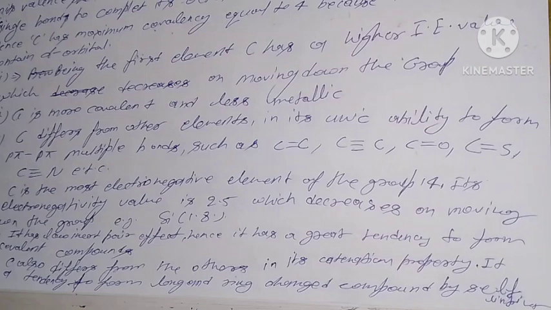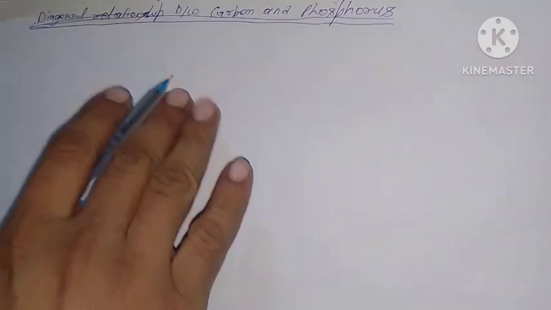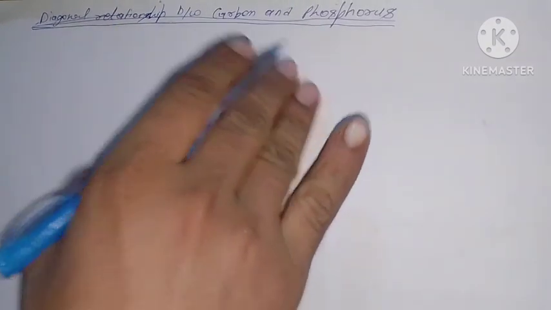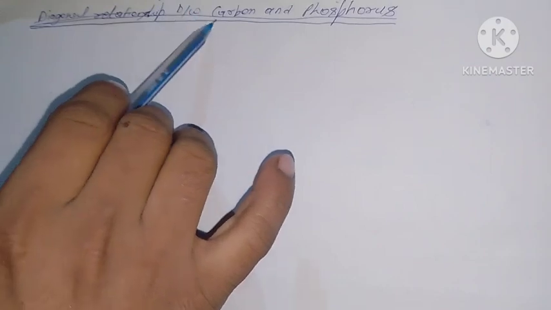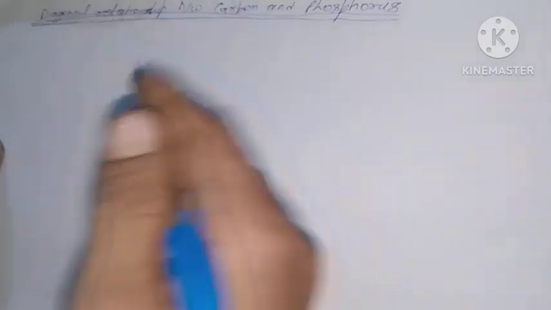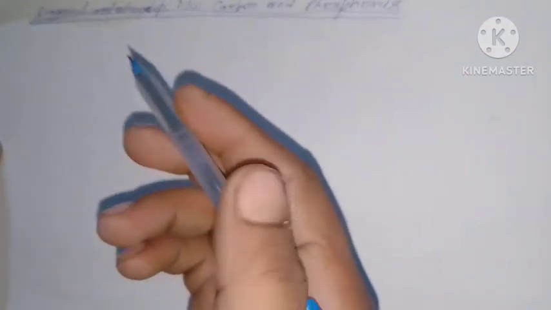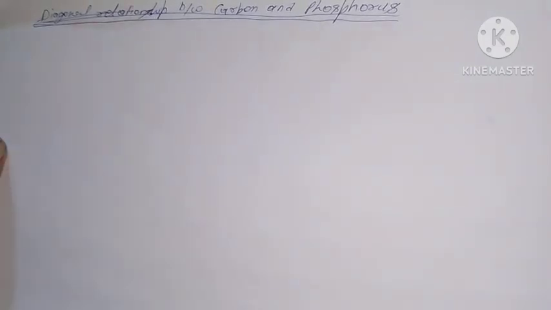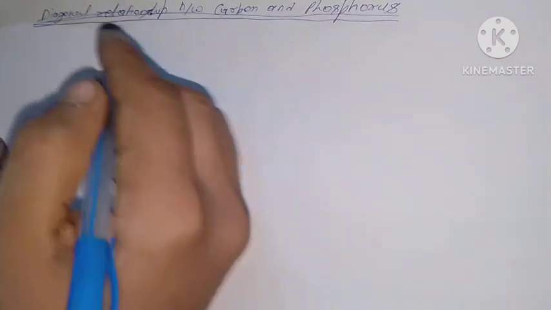Okay? Thanks. Next is diagonal relationship between carbon and phosphorus. Carbon shows diagonal relationship with phosphorus, which is a member of group 15. It differs in many of its properties from other members of its own group, but carbon shows some similarity with phosphorus due to diagonal relationship.